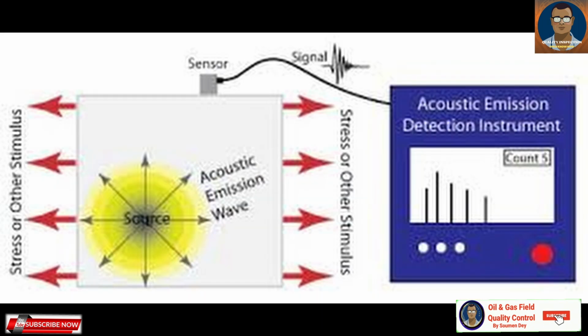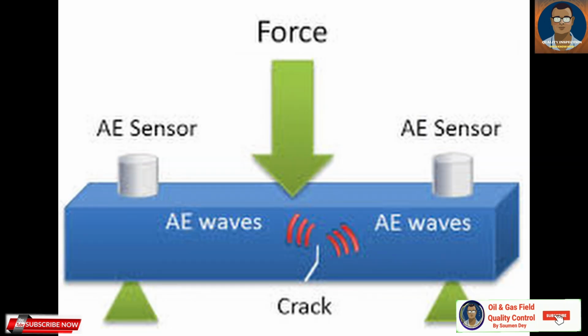Acoustic emission energy. This method involves detecting high-frequency acoustic signals generated by the release of pressure through a leak. Sensitive sensors are used to capture these signals, allowing the identification and localization of leaks.